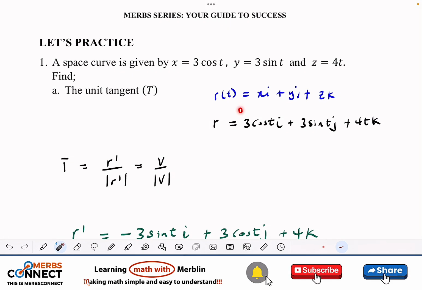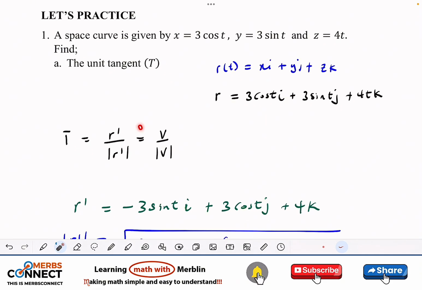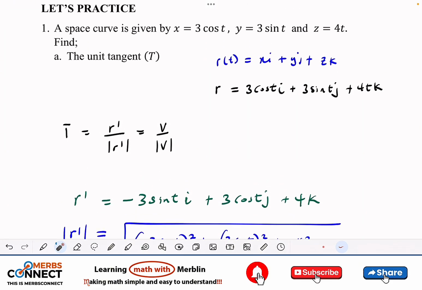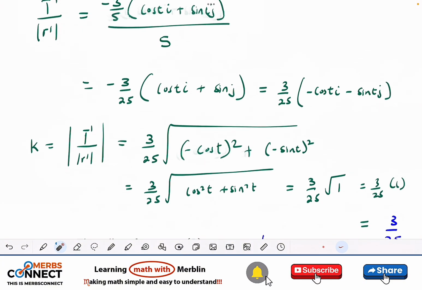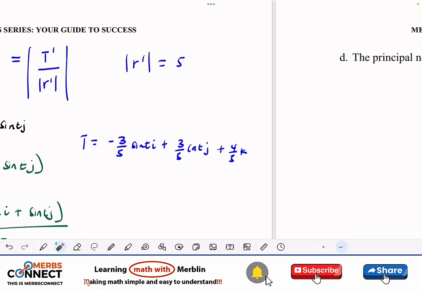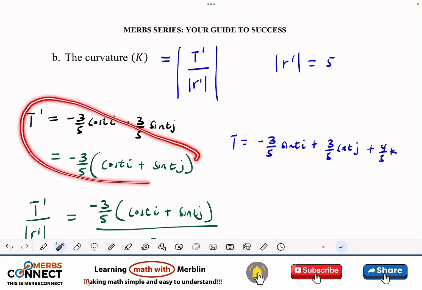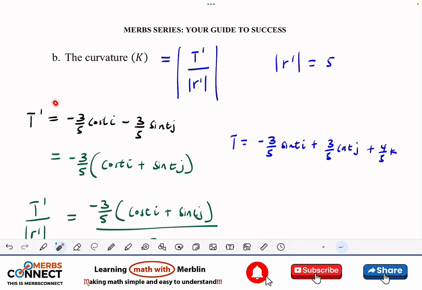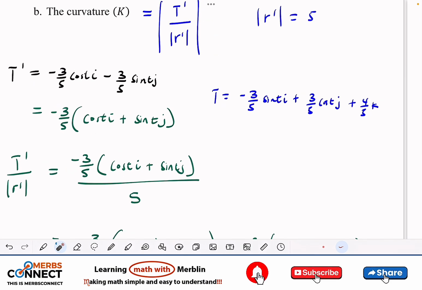If I get this one wrong, or let me say, differentiating this one wrong, it means that it's going to affect this, and automatically affect the radius, and then also affect this one as well. So let's pay attention from there. So now this is my T prime. This is my T prime. So let's see what we are going to get from there.